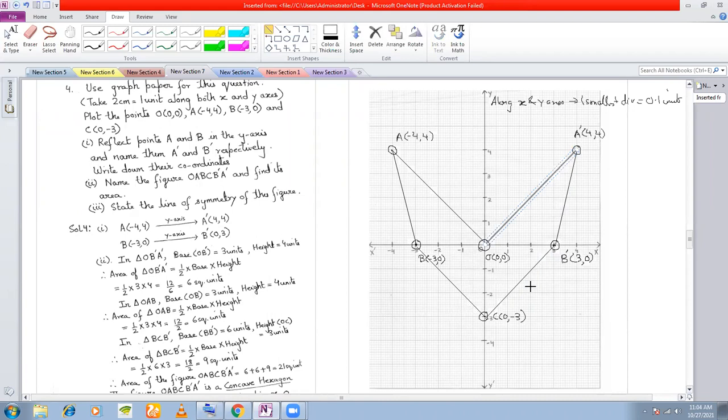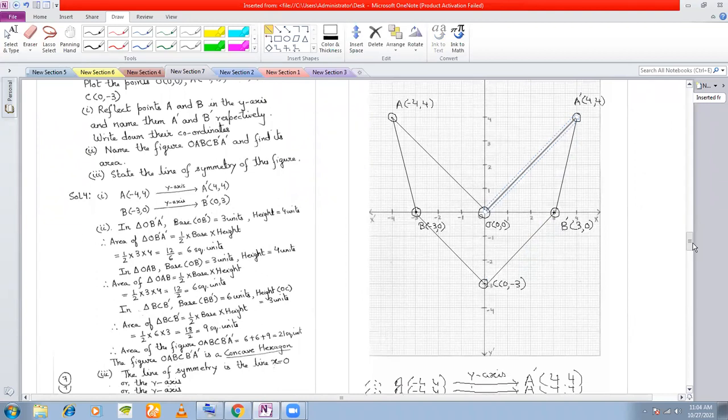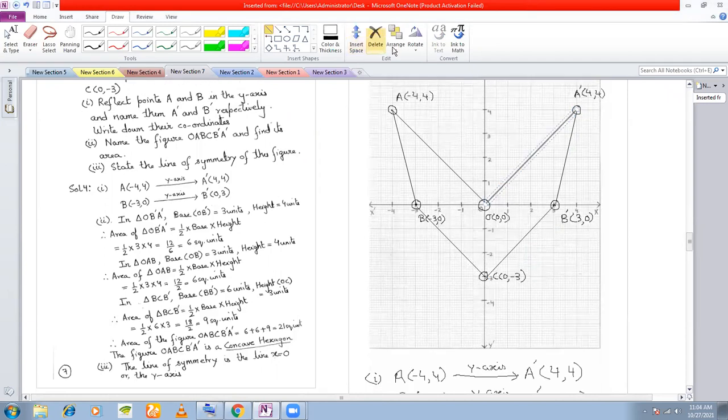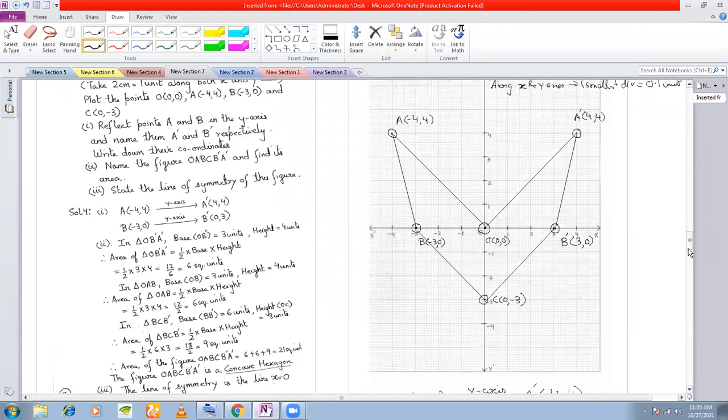Okay, and once we have formed this figure, they are asking you to name the figure and find its area. Can anyone tell me what is the name of this figure? This is my question to you. I just want to know. Anyone?